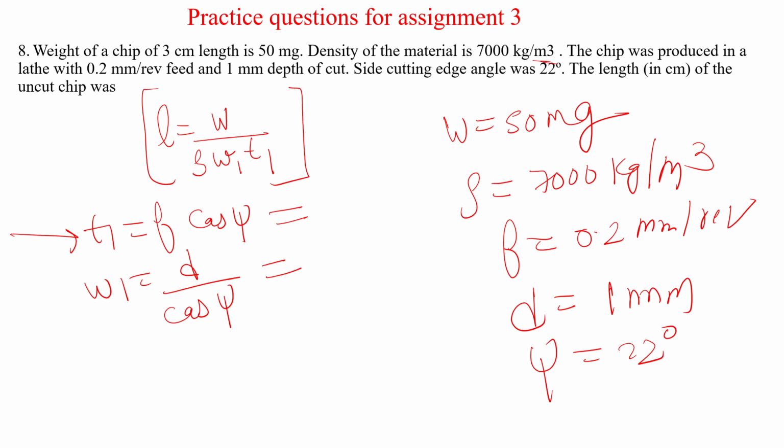0.2157 T1. No, please check it. Check it. F is what? F is 0.2 into cos 22 degrees. This will come in mm. Please convert it into meter then. Do 0.2 into cos 22.